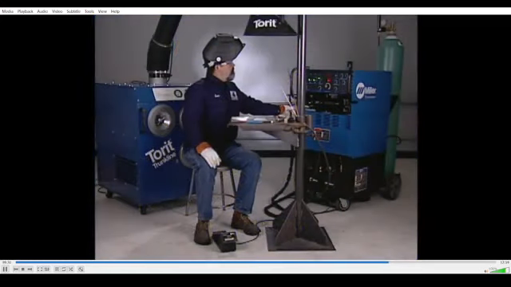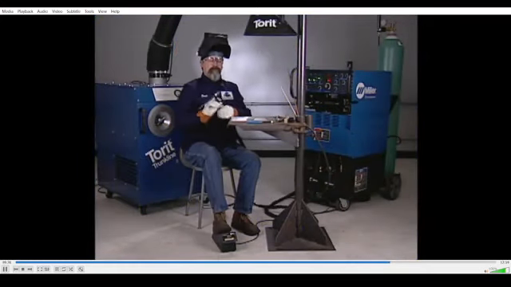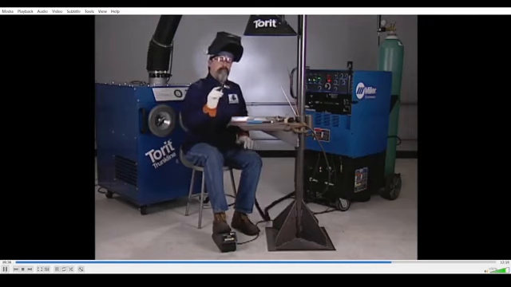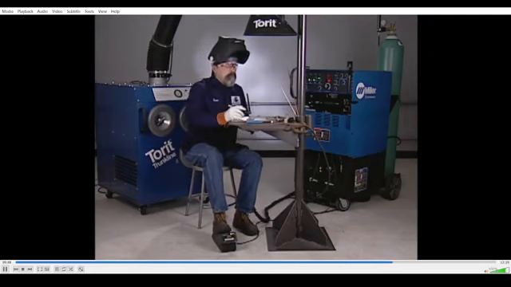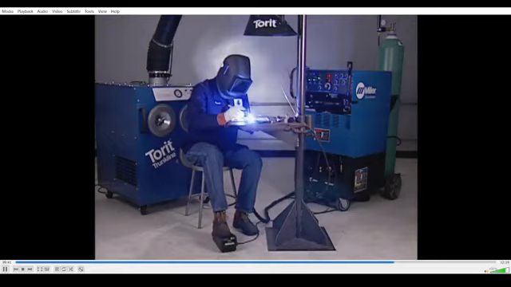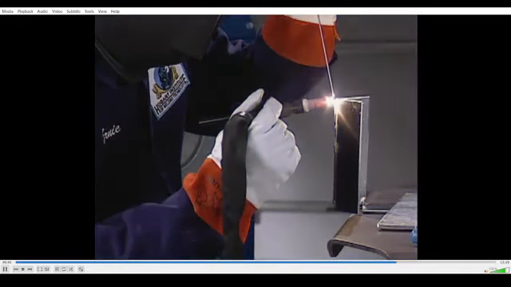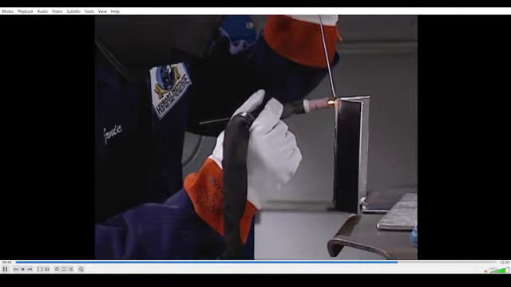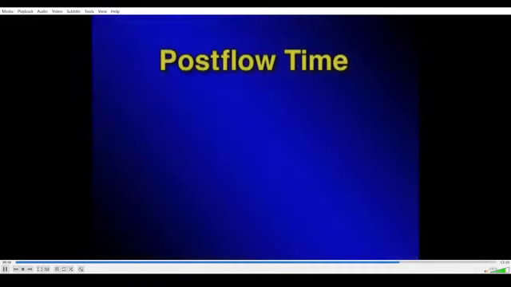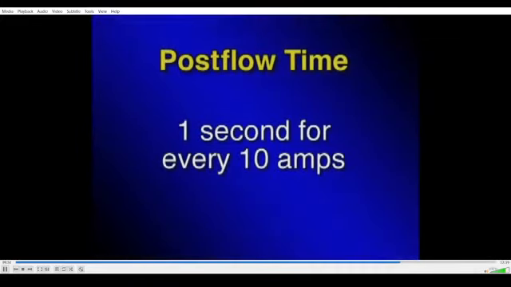As we saw earlier, pre-flow and post-flow are critical to producing a quality weld. A small amount of pre-flow ensures that shielding gas is present for arc starting. Post-flow allows the molten puddle and superheated electrode to cool before they're exposed to the atmosphere. A good rule of thumb is to allow 1 second of post-flow time for every 10 amps of welding current.